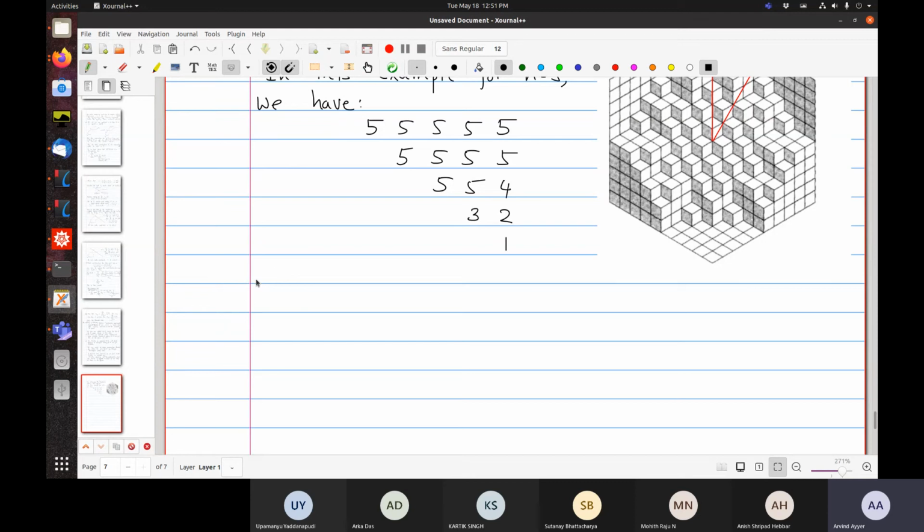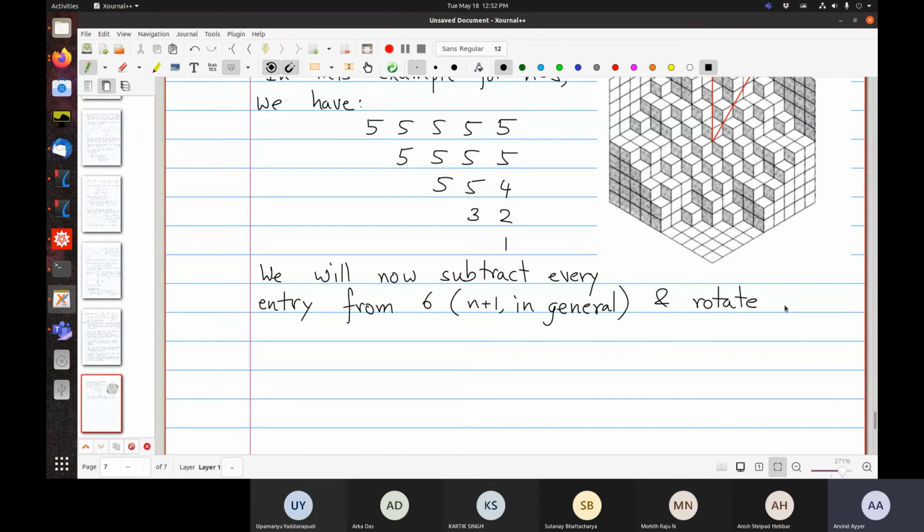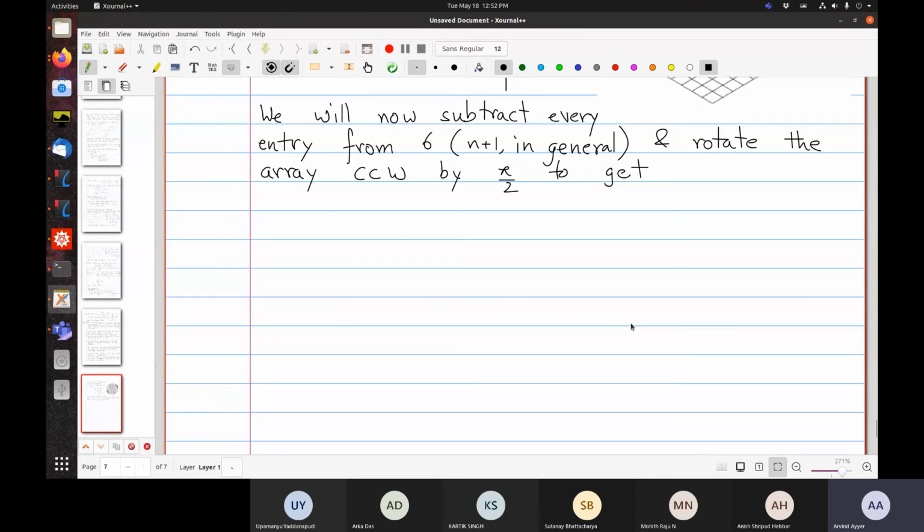So we will now subtract every entry from 6, which is n plus 1 in general, and rotate the array counterclockwise by 2 to get an array of the form. So we'll get the following array.